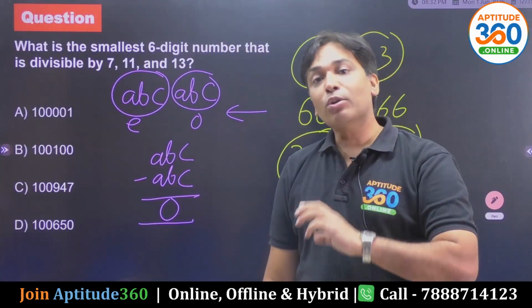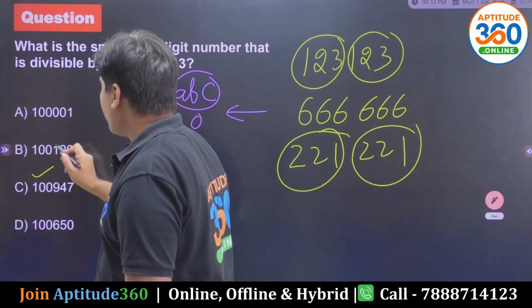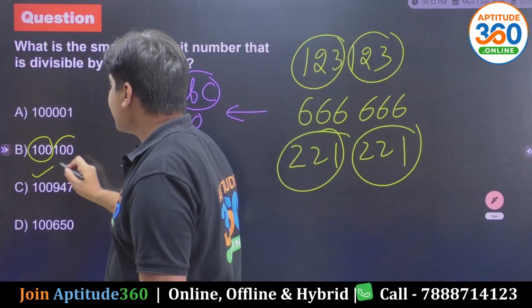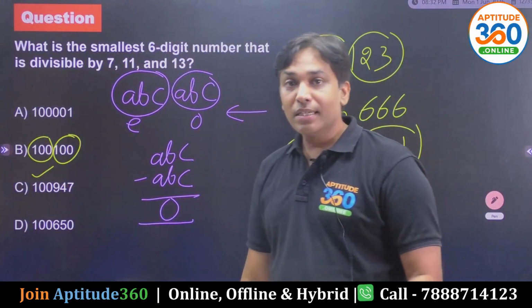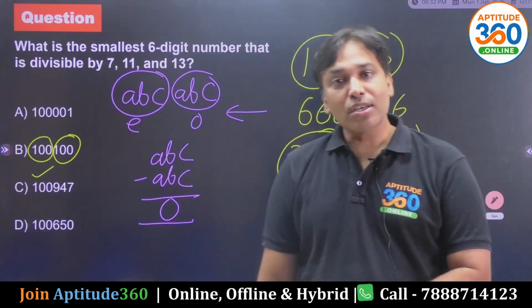In the classroom we are going to teach you why. Now which option is correct over here? If you look at it, 100 and 100, isn't it? That is what it is. So option number B is the right answer in this problem.